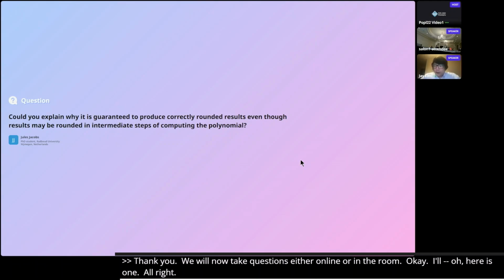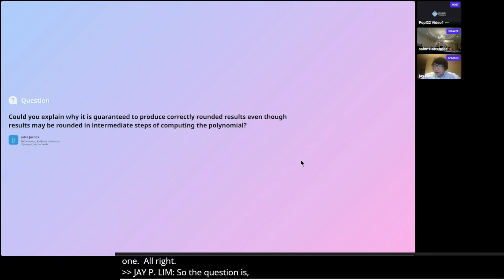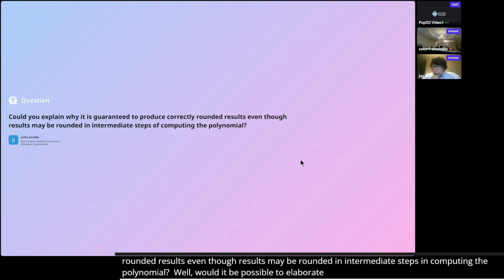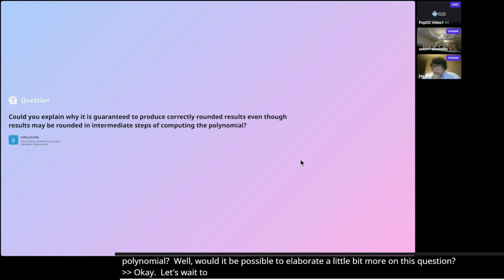So the question is, could you explain why it is guaranteed to produce correctly rounded results, even though results may be rounded in intermediate steps of computing the polynomial? Would it be possible to elaborate a little bit more on this question? Okay, let's wait to see if Jules asks a follow-up question.